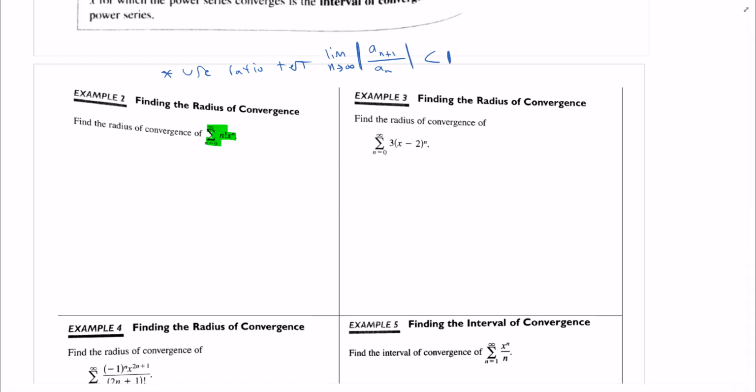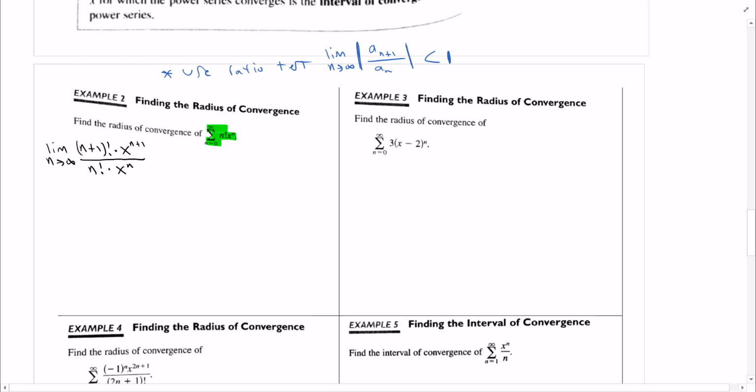So basically, what we have to do is plug in n plus 1 and then divide by the normal one, right? So we're going to get the limit as n goes to infinity. We're going to plug in n plus 1. We're going to get (n plus 1) factorial times x to the n plus 1, right? And we're going to divide that by the original function, which is n factorial times x to the n. And we need to evaluate this limit.